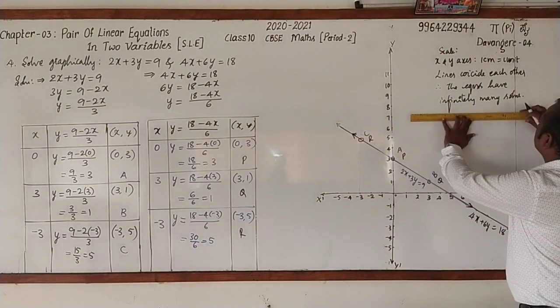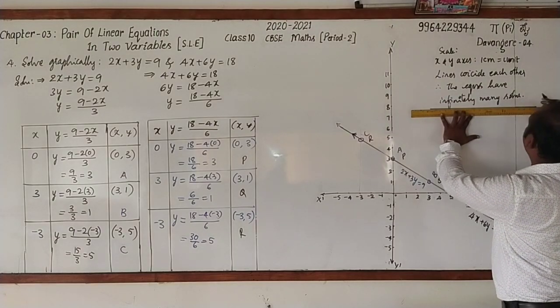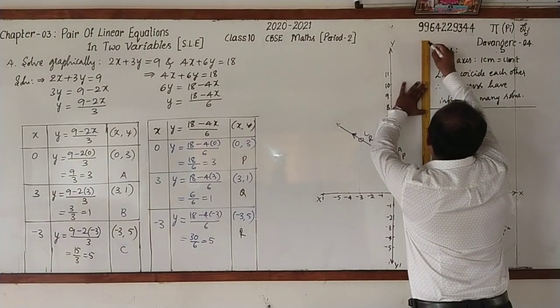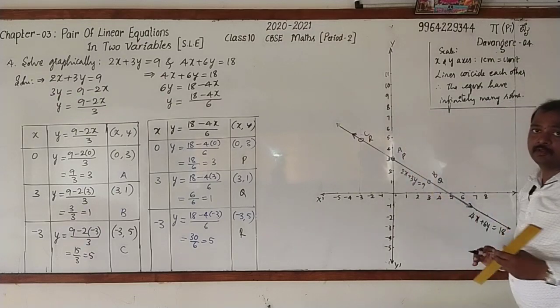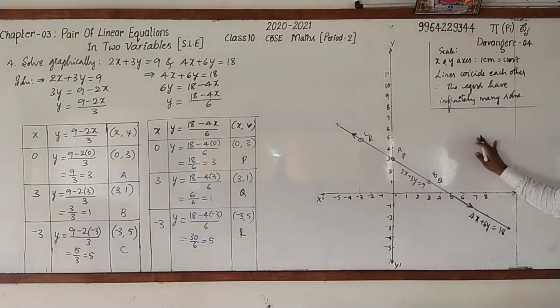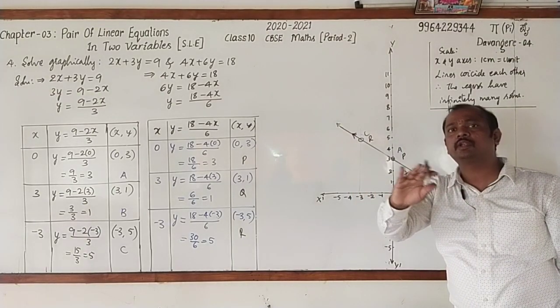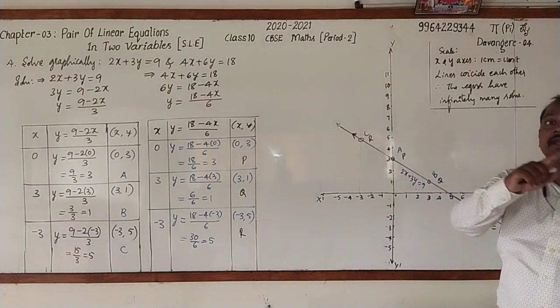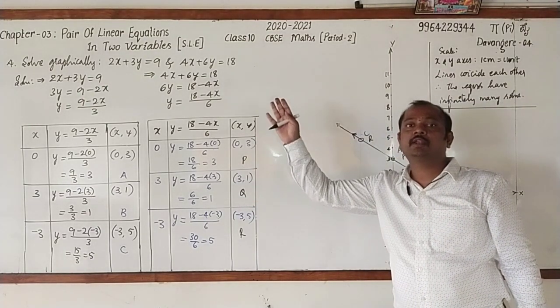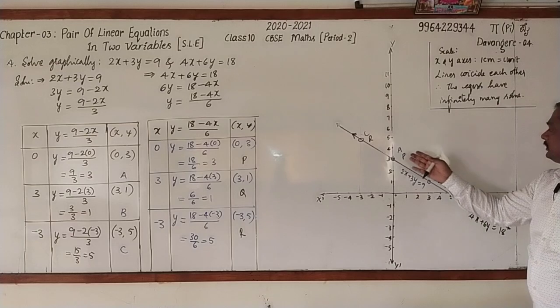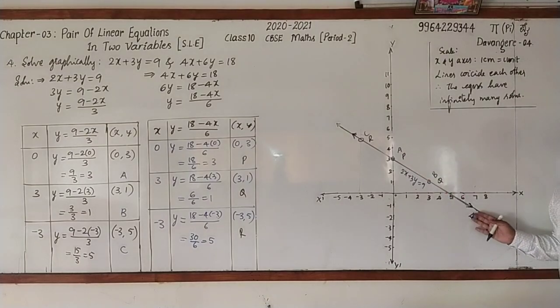I'll draw the line. I hope that you have understood. See, we have come to know all the three types of graphs, where the lines will intersect, where the lines are parallel, and where the lines coincide each other.